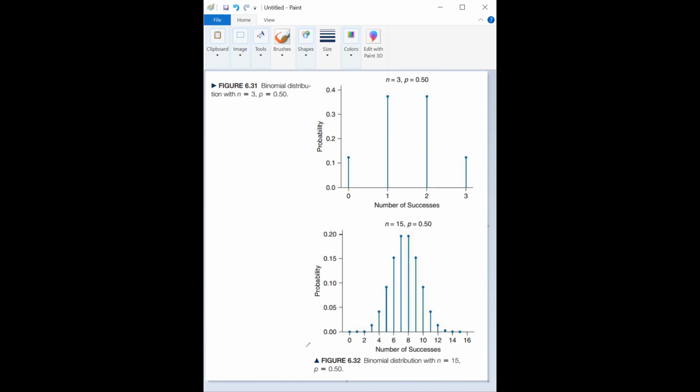And maybe not, hopefully not surprisingly, the probability that you flip a coin 15 times and you get 0 heads is very, very small. The probability that you get 1 head is very, very small. 2 heads, very, very small. And then the probability begins to rise as you get into the middle range. And the probability that you'd get 8 heads, and 7 heads is right here in the middle. So 7 and 8, those are right in the middle.